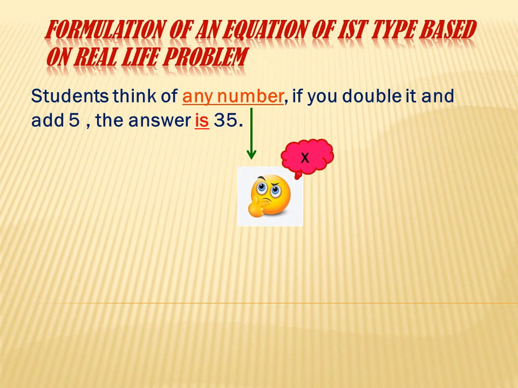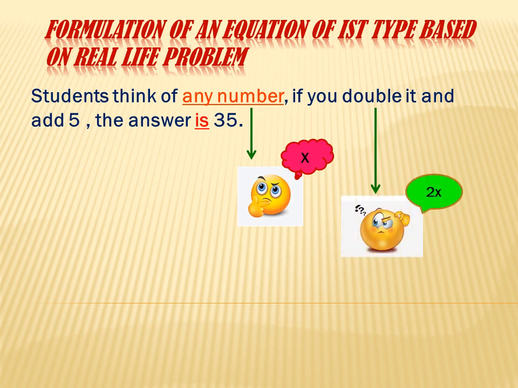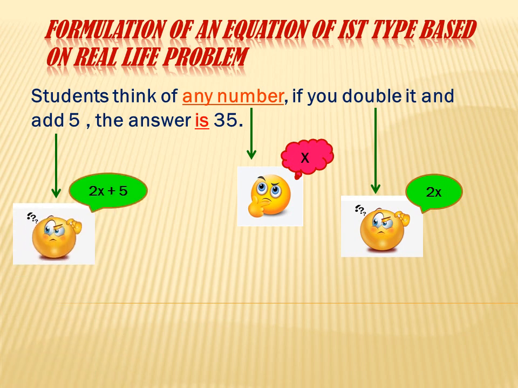Now the second line says if you double it. So doubling means twice of x. Means in double you have to multiply with 2. In triple you have to multiply by 3. And in the same way, 1/4 means 1 by 4 into x. Okay? So you have to see the word there. Now second thing, add 5. So it means 2x plus 5.